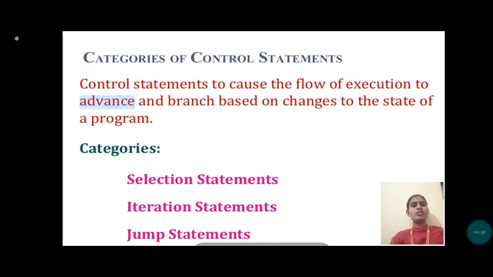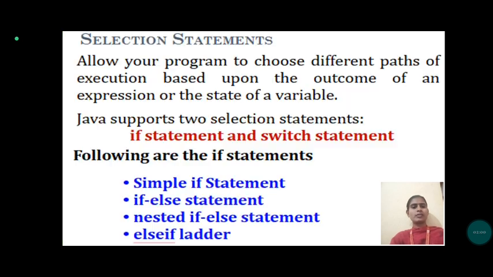Here are the categories of the control statements. Control statements cause the flow of execution to advance and branch based on changes to the state of a program. Categories: first, selection statements; second, iteration statements; third, jump statements.